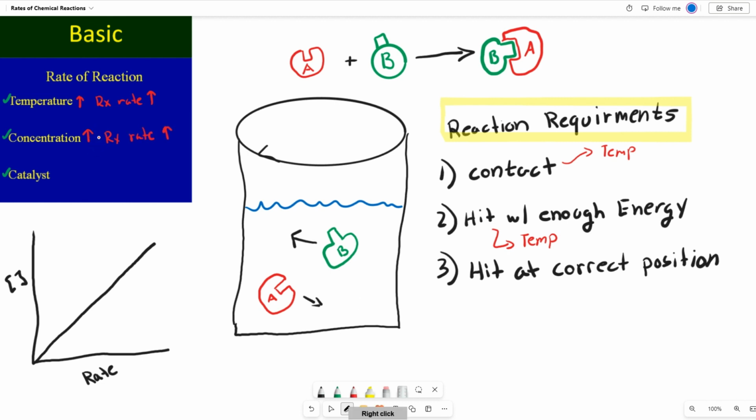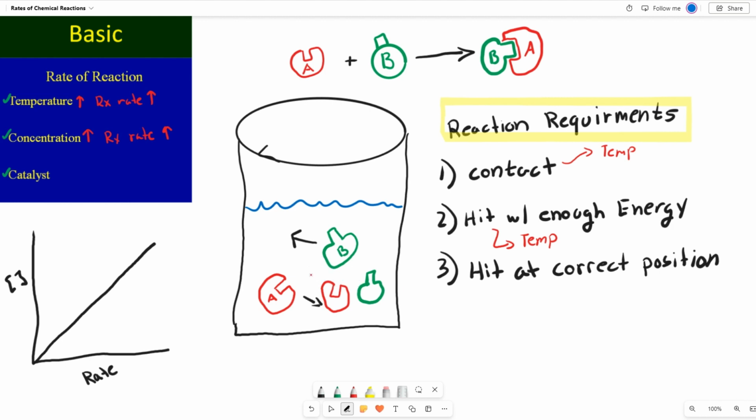So when both of them go up together, that's called a direct relationship. So temperature and concentration have a direct relationship with the rate of the reaction. So think of it as you have the same size beaker, but now you have twice as many molecules floating around in the beaker. Well, if there's twice as many molecules, they're going to bump into each other more often.